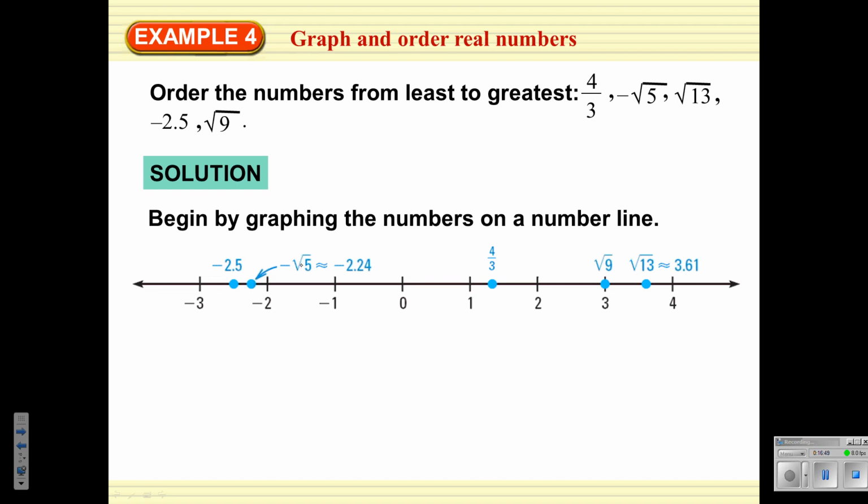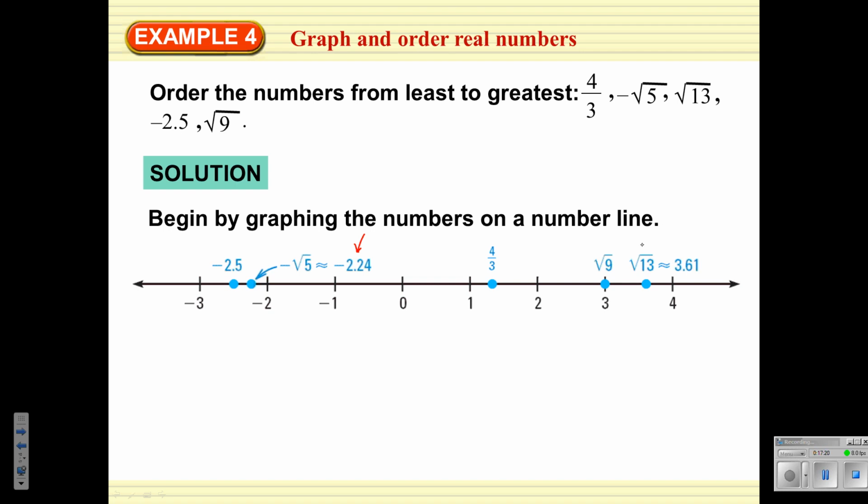Again, we're estimating the negative square root of 5. You can put that in the calculator and get part of the decimal. Since it's never ending, you can't get the whole decimal, but you can get part of a decimal and compare it. So negative 2.5 is smaller than negative 2.24. And then we have 1 1/3, and then the square root of 9 is 3, and then the square root of 13 is about 3.61.